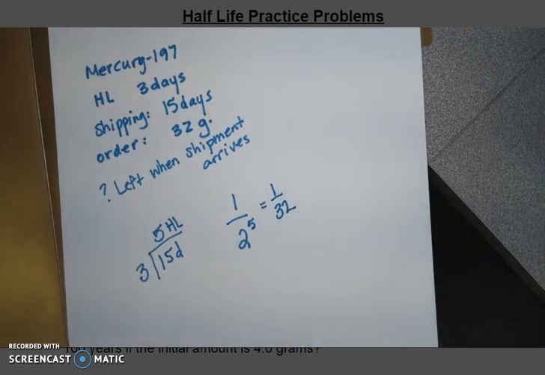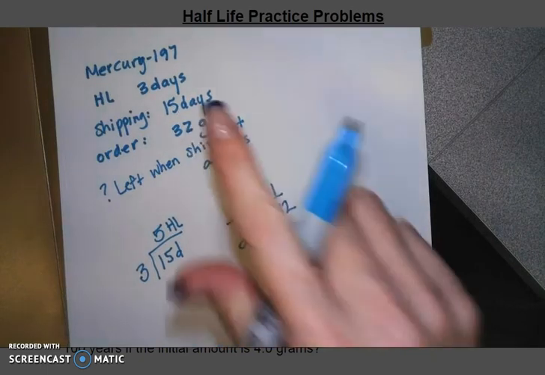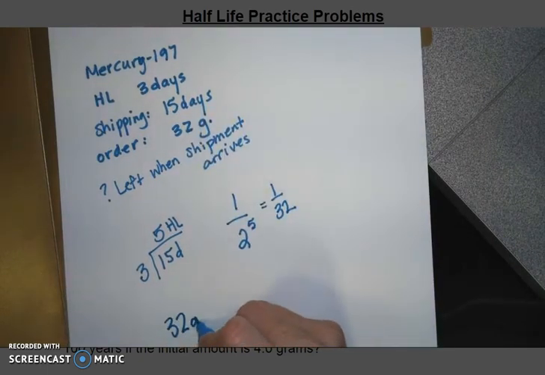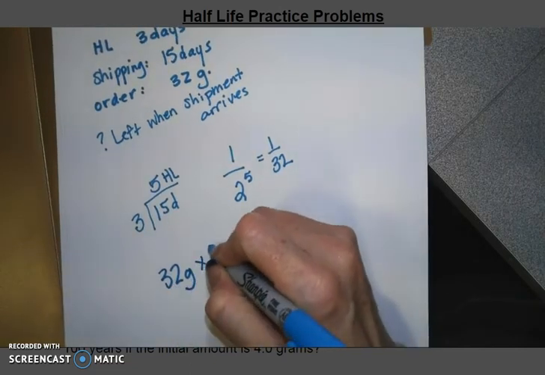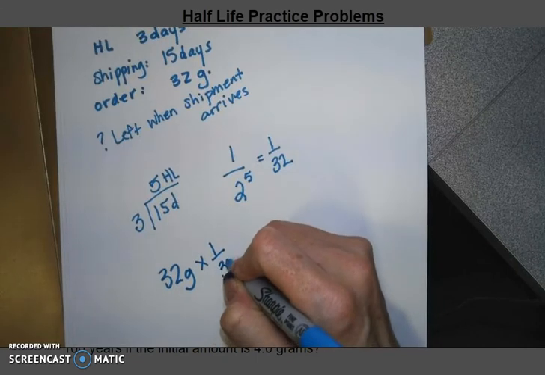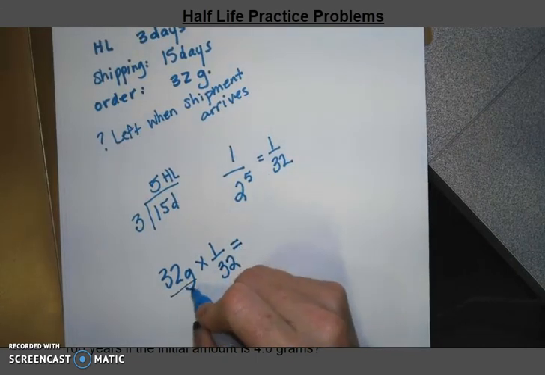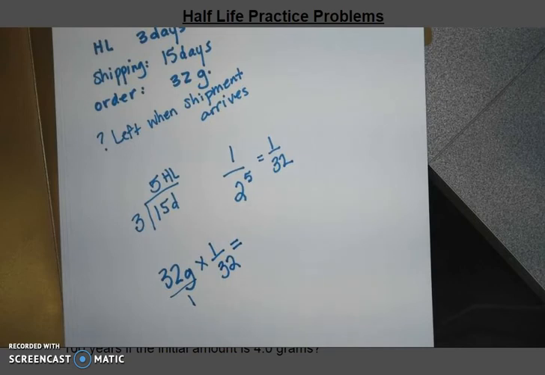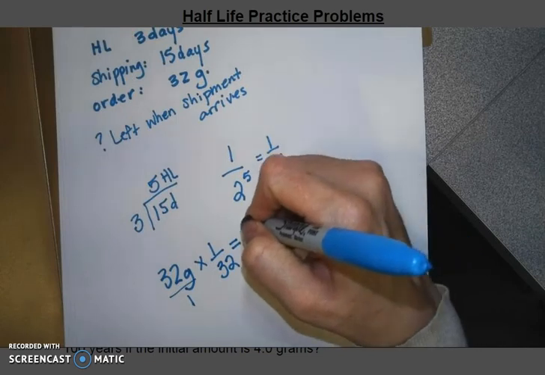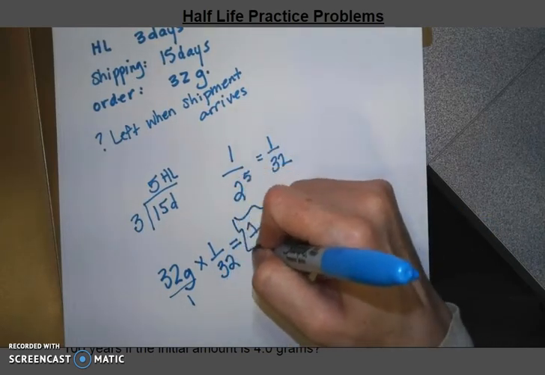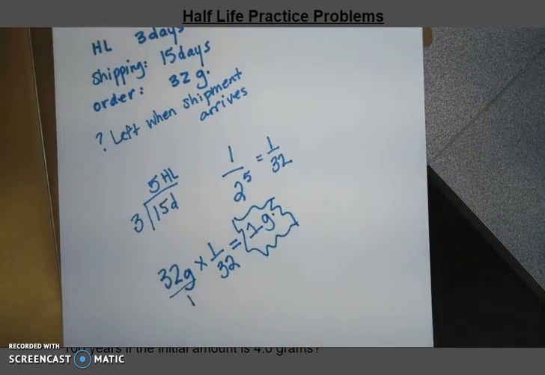That's the fraction. Well, if I started with 32 grams, what is 1/32 of 32? 1/32 of 32 is the same as taking 1/32 times 32, which is basically 32 divided by 32. Gives us 1 gram remaining. Not very much. I would hope that they would have to get some sort of express shipping, because I don't think that 15-day shipping is really worth it when you have such a short half-life on your radioactive element.